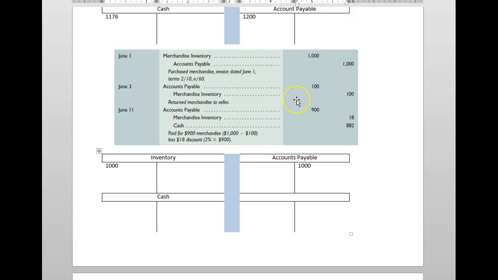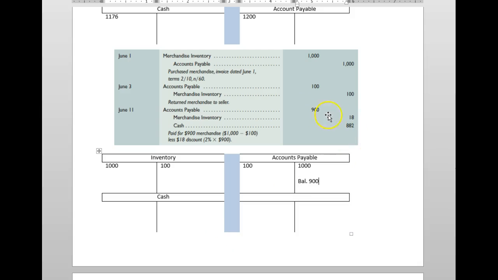And now we're going to return some. So I need to take it out of my accounts payable. And I need to remove it out of my accounts receivable. And now I'm going to pay for it. Well, how much do I owe now? Well, if I look at my accounts payable, it says I have a balance of $900 at this point. So let's just put that down here. And so I'm going to take a 2% discount, which is $18. So how much do I have to pay now? Well, 900 minus 18 means 882.